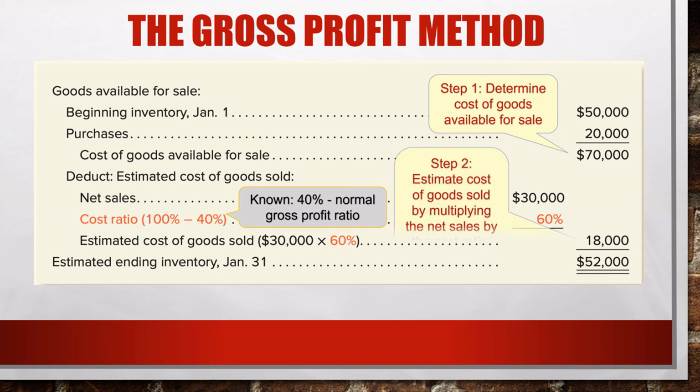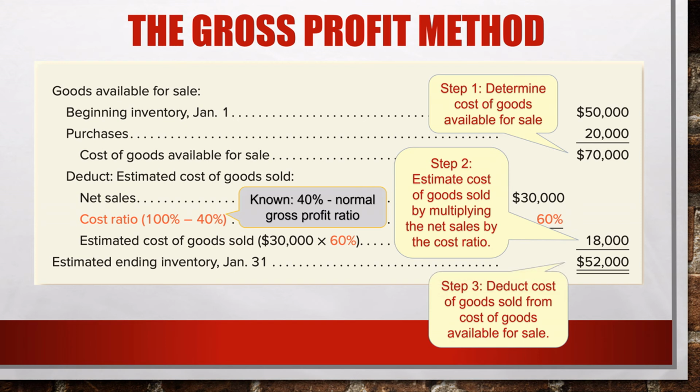Now let's move on to the second step. During January, net sales were $30,000. To estimate the cost of goods sold, we multiply the net sales by the cost ratio. The estimated cost of goods sold is $18,000, which is $30,000 net sales multiplied by the cost ratio of 60%. The third step is to deduct the estimated cost of goods sold from cost of goods available for sale during January. 70,000 less 18,000 is equal to 52,000.